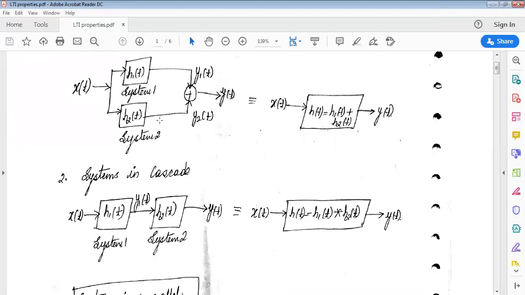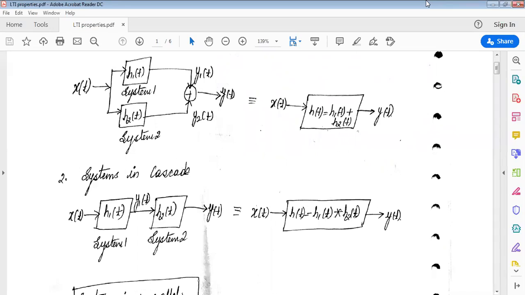When two systems are connected in parallel, yesterday you came to know from the distributive property what it means. What will be the total response of the two LTI systems connected in parallel? It is the same as adding the individual responses. So this can be written as h1 of t plus h2 of t.